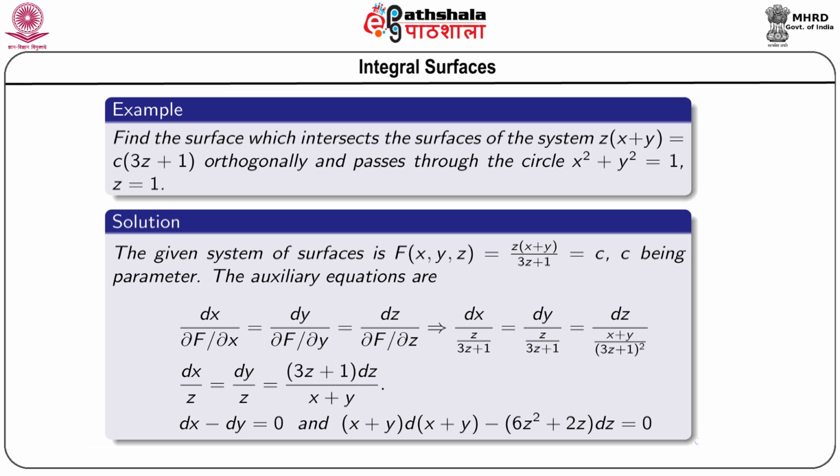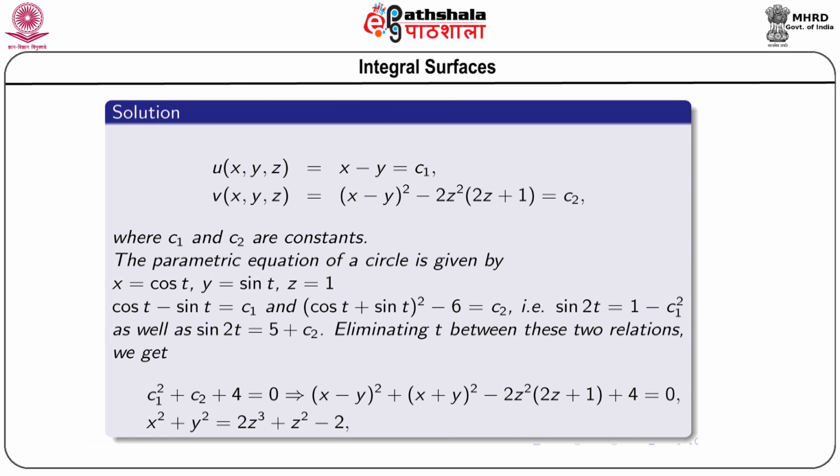Substituting the values of f, we obtain the equations in simplified form: dx/z = dy/z = (3z + 1) dz/(x + y). From this, one can easily obtain two integrals. One is dx − dy = 0, so after integrating we get one integral, x − y = constant. Some manipulation gives the other integral, obtained from (x + y) dx + (y − 6z² + 2z) dz = 0. Therefore, one integral is u, which is x − y = c1, and the other integral is v = (x − y)² − 2z²(2z + 1) = c2. Here c1, c2 are arbitrary constants.